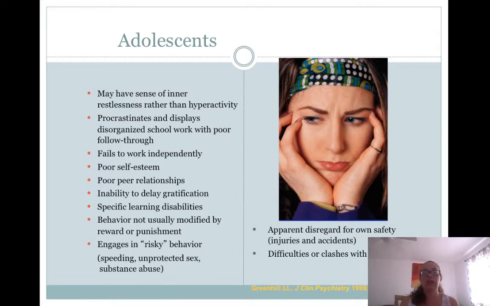They procrastinate, poor follow-through, not organized, can't work independently, like they need somebody to be on them all the time. They feel bad about themselves, don't have friends. Inability to delay gratification. Now let me just stop right there, because the inability to delay gratification is a huge thing. It's one of the best predictors of success in life that the child or teenager or adult can delay gratification.